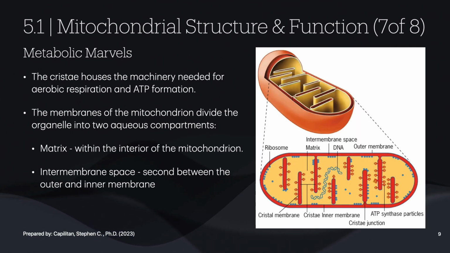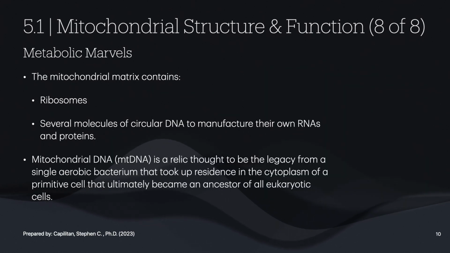The cristae house the machinery needed for aerobic respiration and adenosine triphosphate formation. Because of the mitochondrial structure, their membranes have two aqueous compartments. It means they contain water. The matrix, which is found within the interior of the mitochondrion, and the intermembrane space, which is between the outer and the inner membrane. The diagram on your right shows you the structure of the mitochondria.